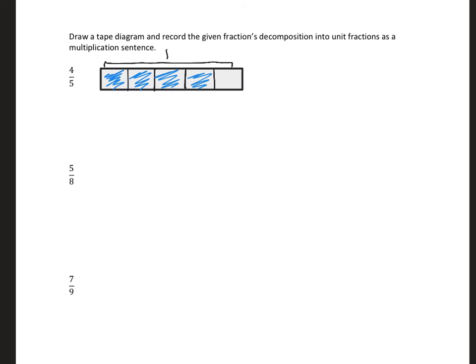Again, if you need to write that addition sentence to help you, you totally can. So I'm going to say, okay, 4/5 is equal to 1/5 plus 1/5 plus 1/5 plus 1/5, and you only had to do that part if it helps you. The part they were looking for is the multiplication sentence, which would be 4/5 is equal to 4 copies of 1/5. Okay.